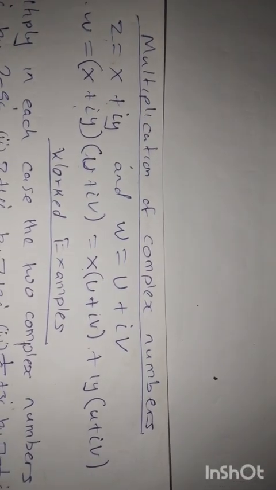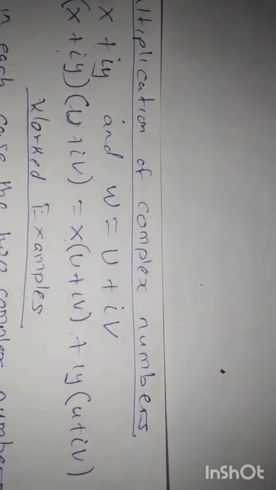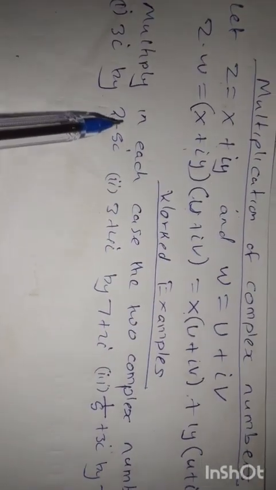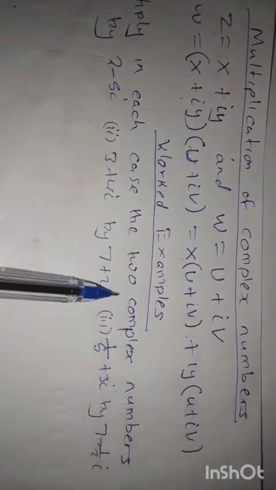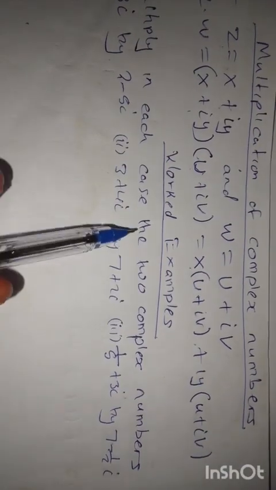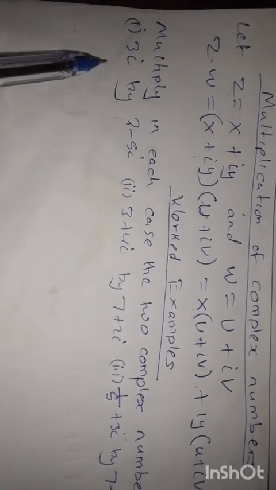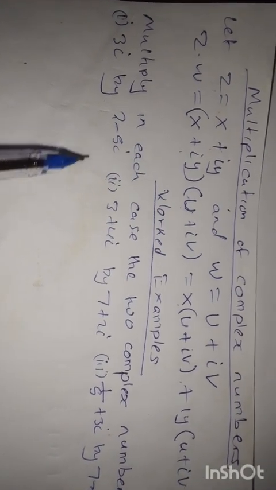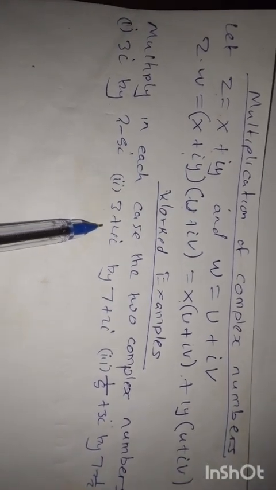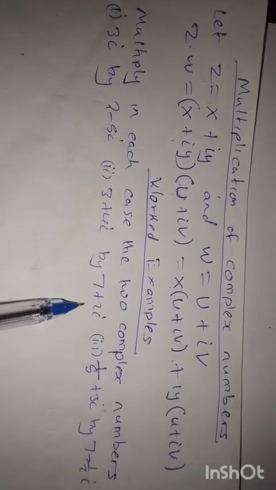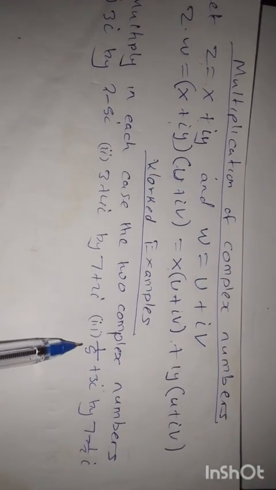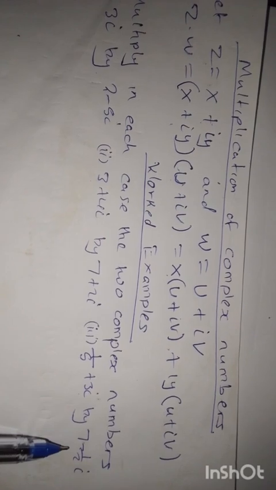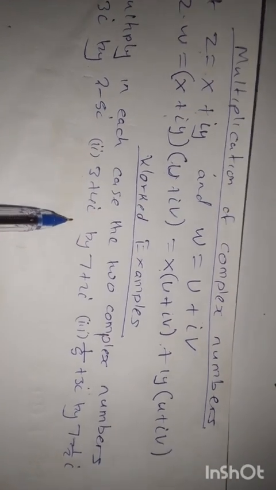So let's look at these next examples so that you understand what it's all about. Multiply in each case the two complex numbers. Example 1 is 3i multiplied by 2 minus 5i. Example 2 is 3 plus 4i multiplied by 7 plus 2i. And example 3 is 1 over 5 plus 3i multiplied by 7 minus 1 over 2i. So let's dive into the solutions.